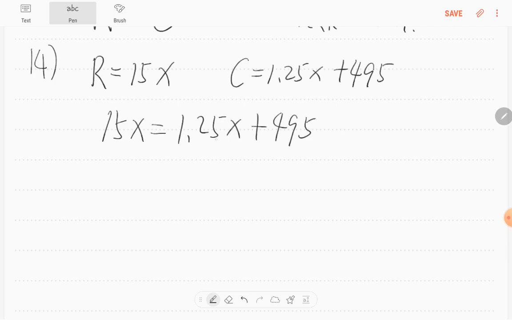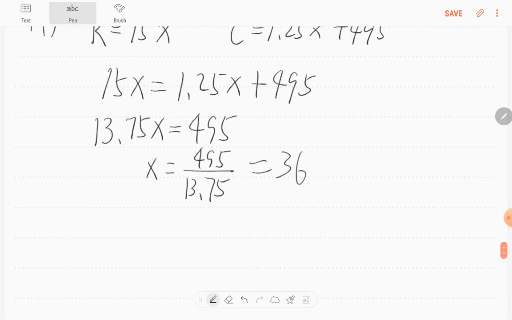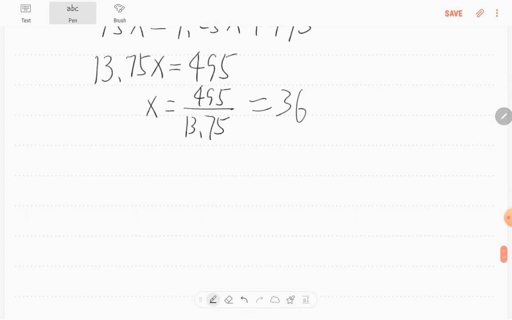We subtract 1.25x, and we will have 13.75x equals 495. So let's do the calculation. 495 divided by 13.75 is equal to 36. So in order to break even, you should sell 36 tickets.